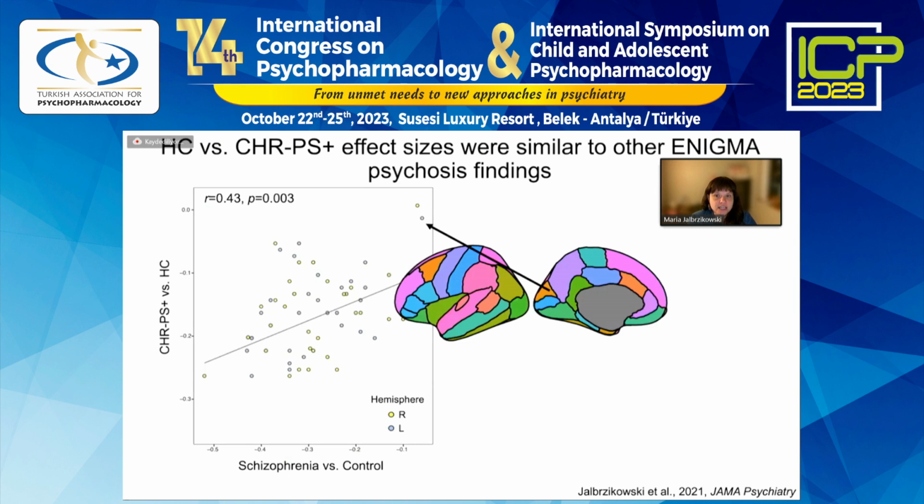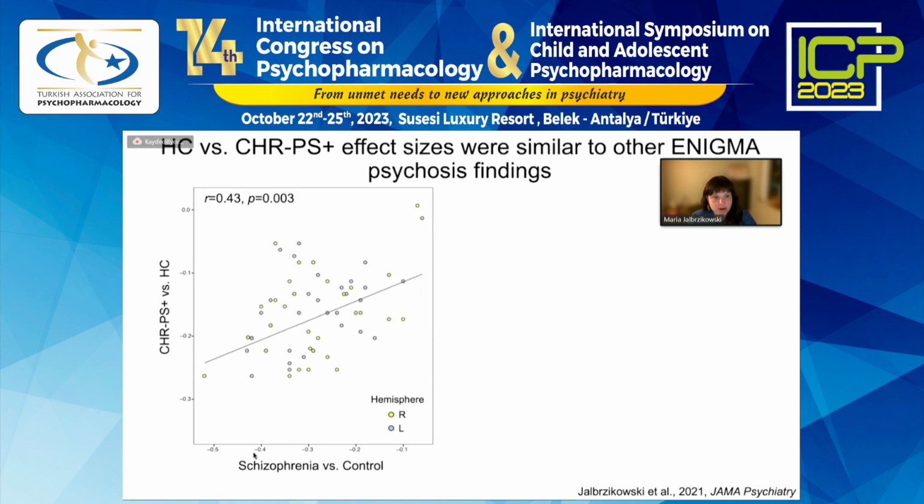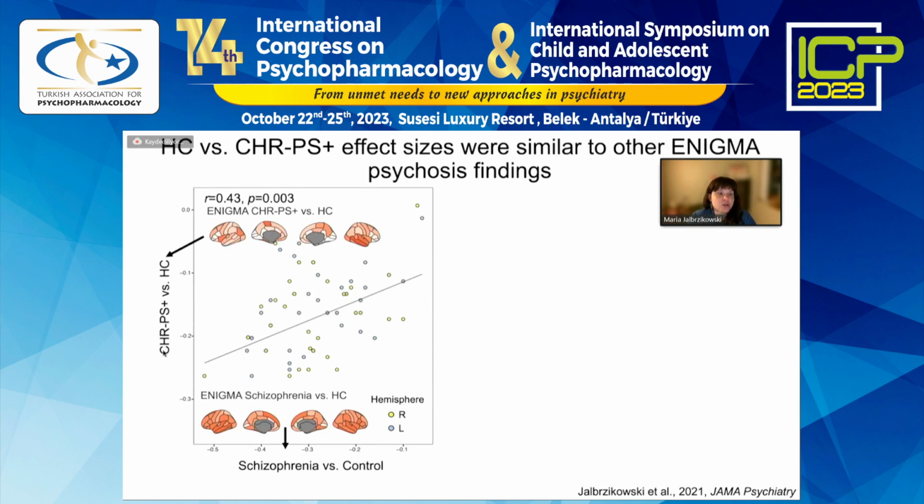So on this graph, each dot reflects the effect size associated with one of these brain regions. And on the x-axis here, these are the effect sizes for the group difference between schizophrenia versus controls. This was a publication by Theo van Erp in 2018 or 2017. And you can then say, well, what is the correlation with the group difference effect sizes we found in our study? And what we see is a positive correlation between the two groups.